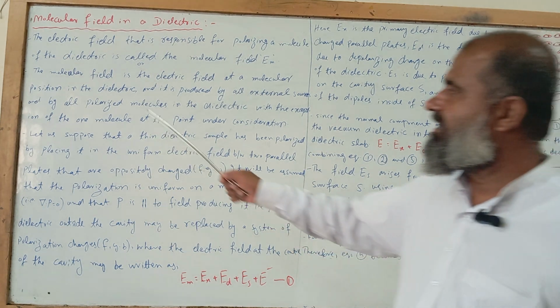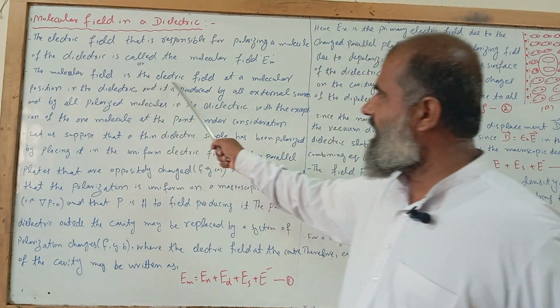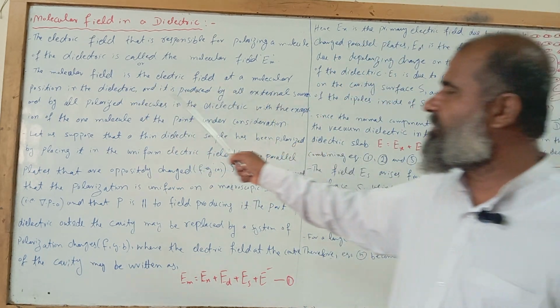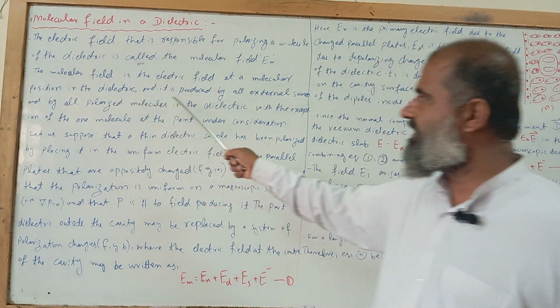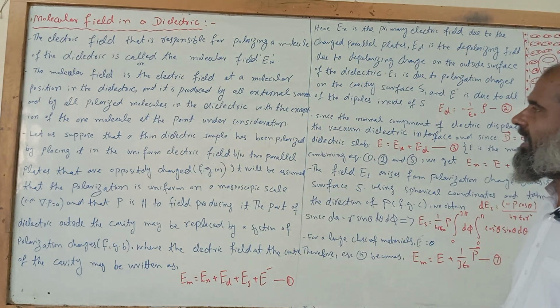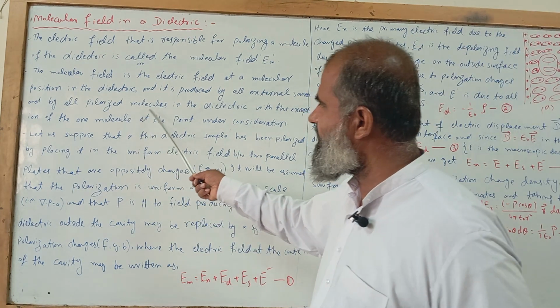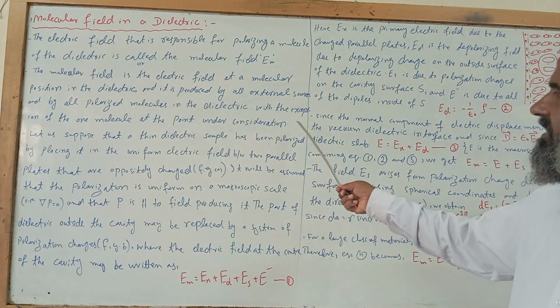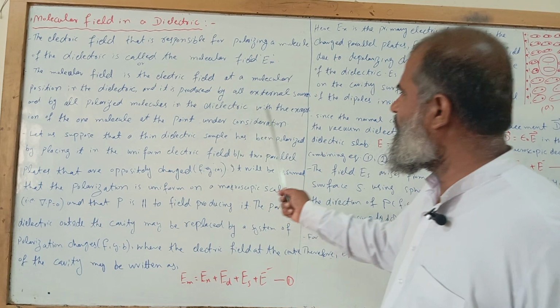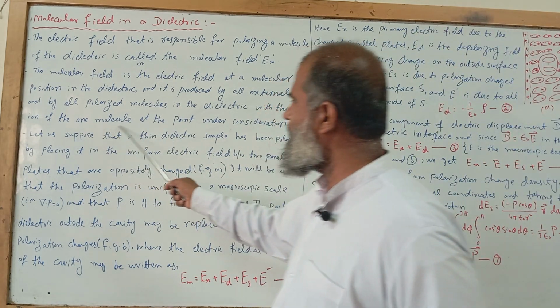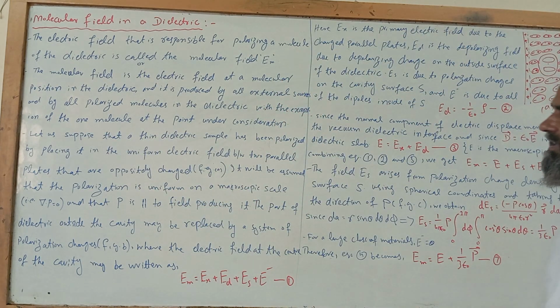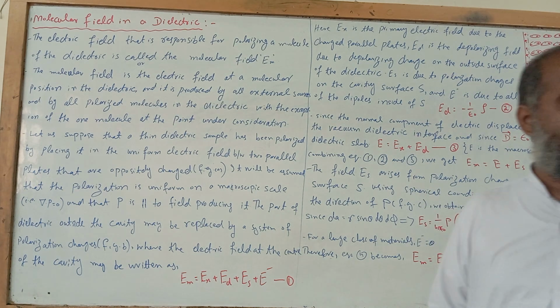Or in another way, you can define this molecular field. The molecular field is the electric field at a molecular position in the dielectric and is produced by all external sources and by all polarized molecules in the dielectric, with the exception of the one molecule at the point under consideration. This is a detailed definition of the molecular field.